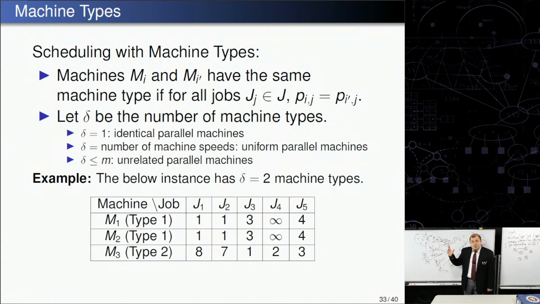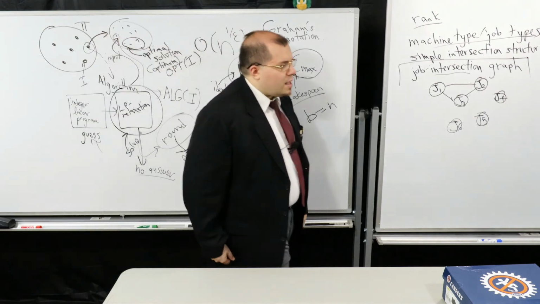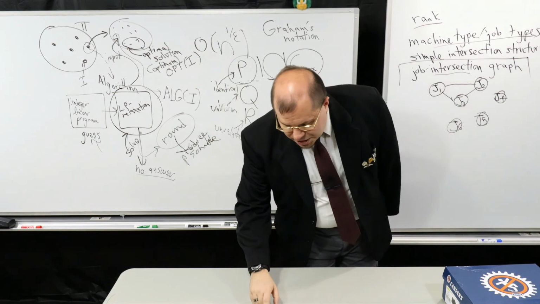But it's also a natural parameter to study because if delta varies, you actually get different machine environments, like the ones I was mentioning over here. So like these guys over here. If delta is equal to 1, you get identical parallel machine scheduling.